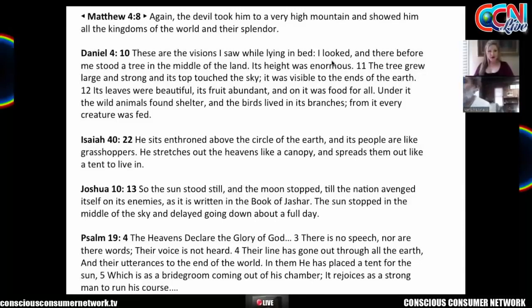Here are some of the scriptures which really point to a flat Earth, and in the Bible, Isaiah is a good one here. Isaiah 40:22: He sits enthroned above the circle of the earth, and its people are like grasshoppers. He stretches out the heavens like a canopy and spreads them out like a tent to live in. And so, other scriptures tell forth a lot of truth too.